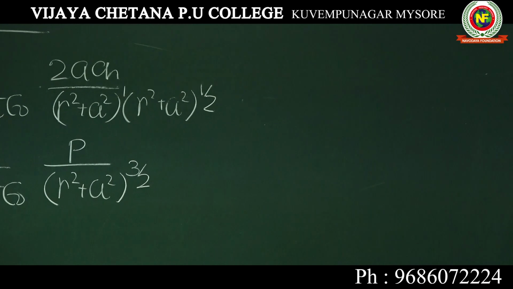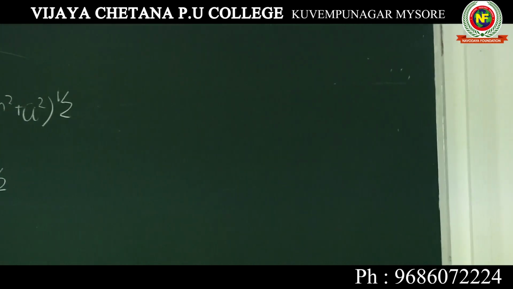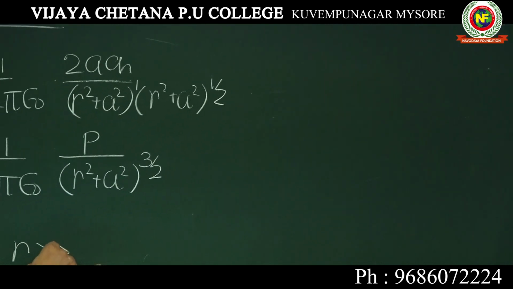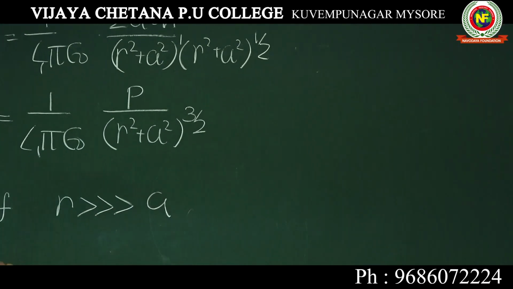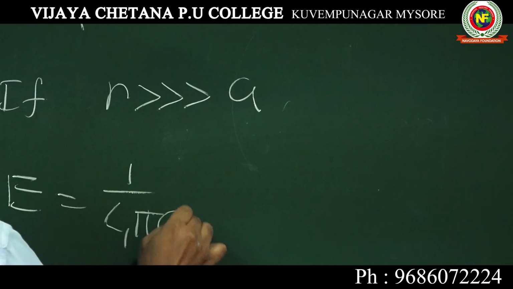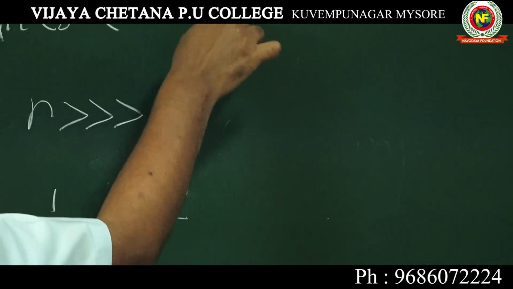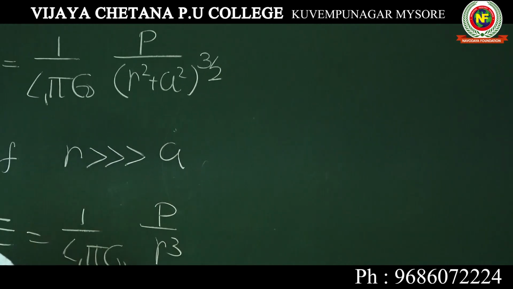Here also, if I select the point very far from the dipole, that is, if R is much greater than A, in that case, E will be 1 by 4 pi epsilon naught P by, A is negligible, R squared to the power of 3 by 2 is just R cube.